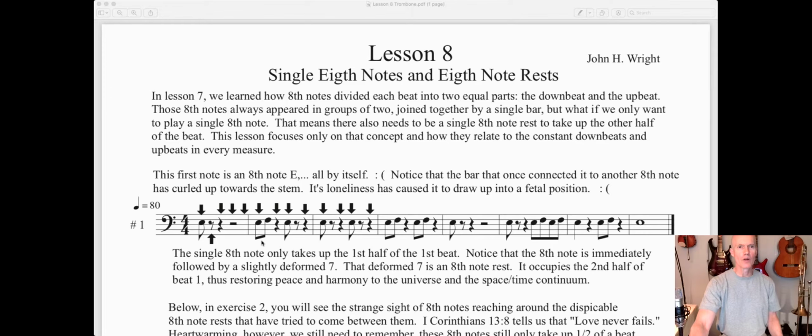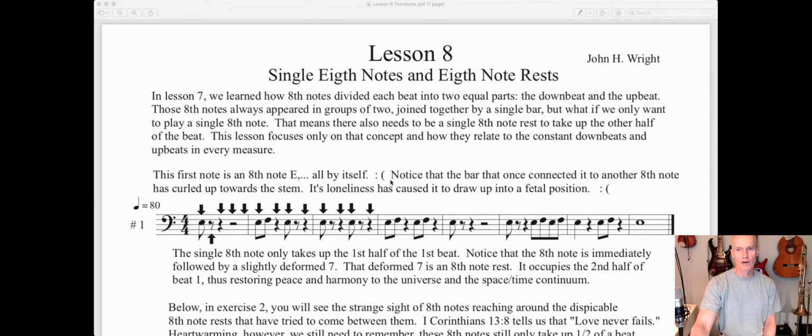But what if we only want to play one single eighth note all by itself, like this guy right there? That means there also needs to be a single eighth note rest to take up the other half of the beat. This lesson focuses only on that concept and how they relate to the constant downbeats and upbeats in every measure. This first note is an eighth note E, this guy right there.